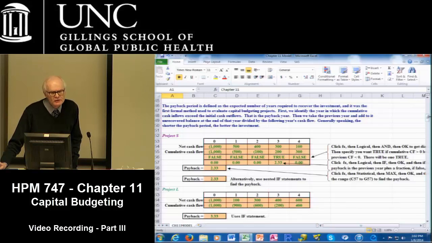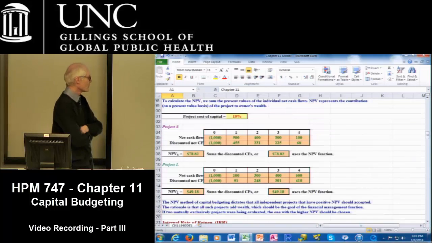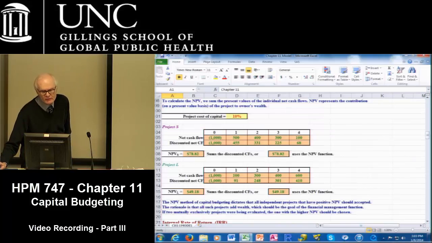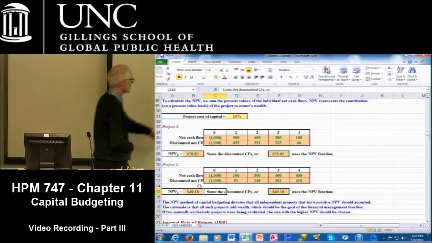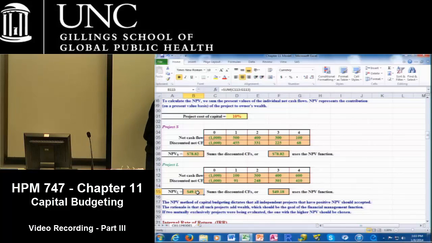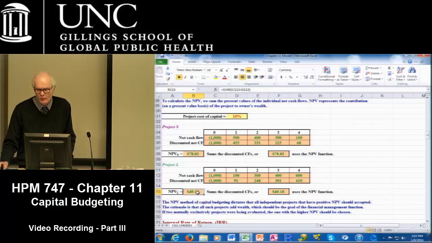There's a good discussion of net present value, and you'll notice in the model there are two ways of calculating net present value. One is to use the NPV formula, which is in this cell right here, and the other is simply to sum the cumulative cash flow. So what we're doing here is simply discounting each cash flow individually and then adding them up. Or you can use the NPV formula, which is a lot simpler in my view, but you're welcome to do it either way.